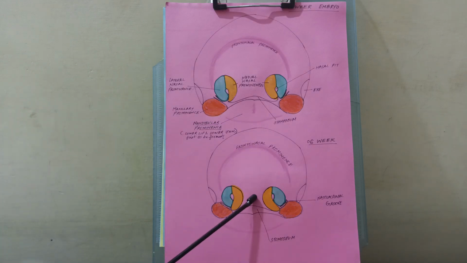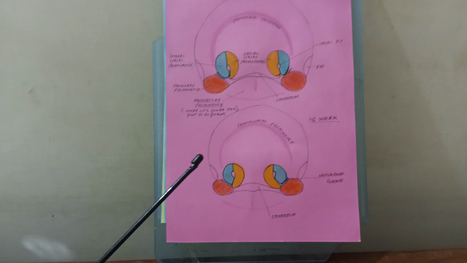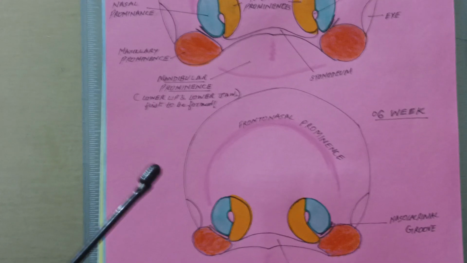Now this picture will make it clear that the maxillary processes are now moving medially, and in this way they are merging with the medial nasal prominences on both sides. And concentrate, let me make it a little bit more enlarged.